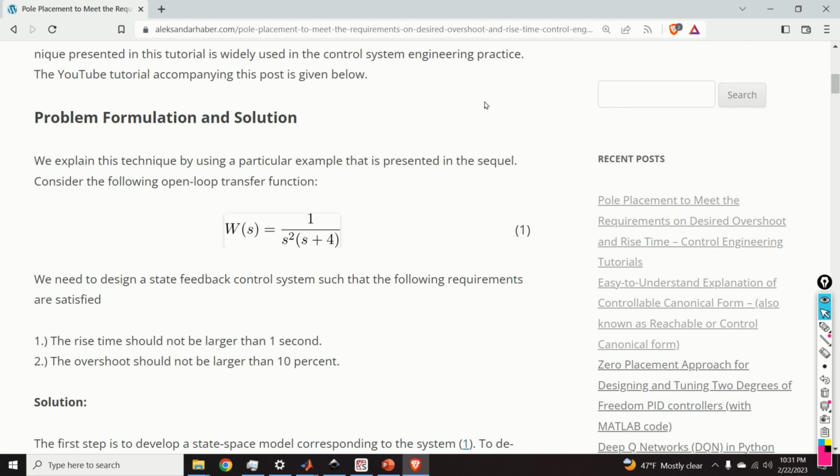So here is our problem. Let us consider the following open loop transfer function. We need to design a state feedback control system such that the following requirements are satisfied. The rise time should not be larger than 1 second and the overshoot should not be larger than 10%.